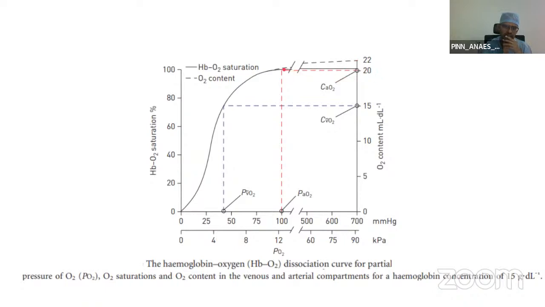This 100 millimeters of mercury of PO2 falls to around 40 millimeters of mercury in mixed venous blood, which corresponds to a saturation of around 75%. It corresponds to an oxygen content of 15 milliliters per deciliter. Below this, you can see a further drop in partial pressure or oxygen saturation results in a precipitous fall in partial pressure of oxygen. There will be a steep decline.